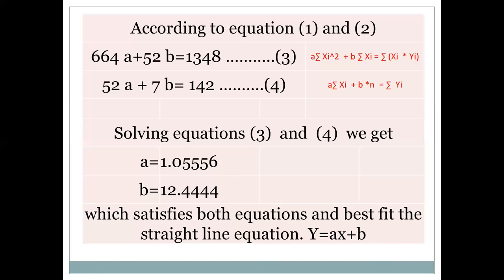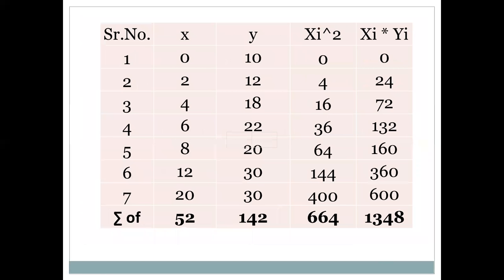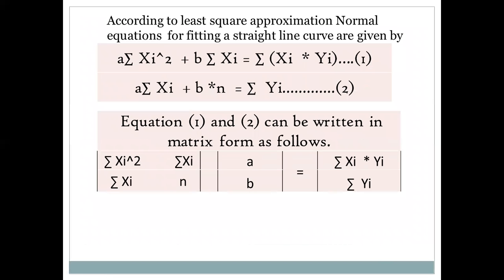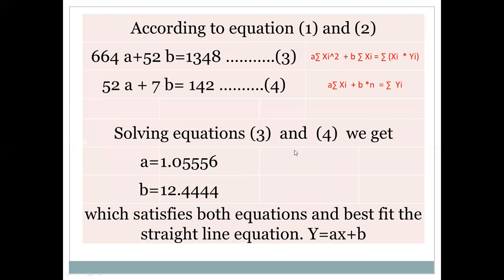So what is required for fitting a straight line for the given data points? It is necessary first to calculate sum of xi, sum of yi, sum of xi square, and sum of xi into yi. And our aim is to find these a and b values so that the straight line equation y equal to ax plus b must be satisfied at any values of x and y. Then only we will fit a best curve.